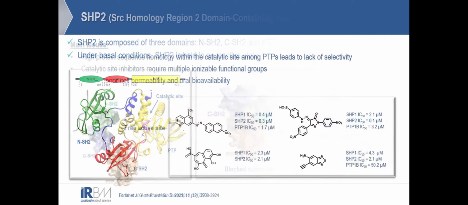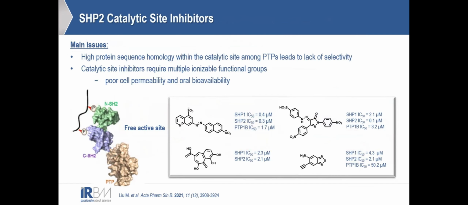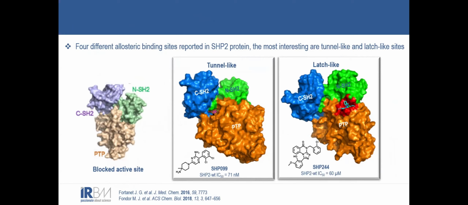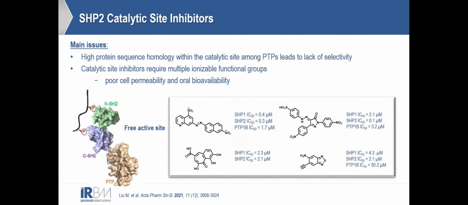So as usual in drug discovery, one of the initial approaches to identify a small molecule able to inhibit the protein is to find molecules able to compete with the catalytic site. But this is really challenging, mainly for two reasons. The first one is that the catalytic site of the PTPs is really conserved, which means it is really difficult to find selectivity. The other important reason is that this catalytic site is highly charged, and this means that your molecule should present highly polar groups. So in a few words, this represents a really big challenge if you want to further optimize a small molecule to arrive at drug development.